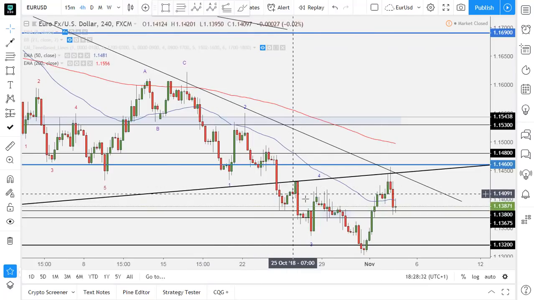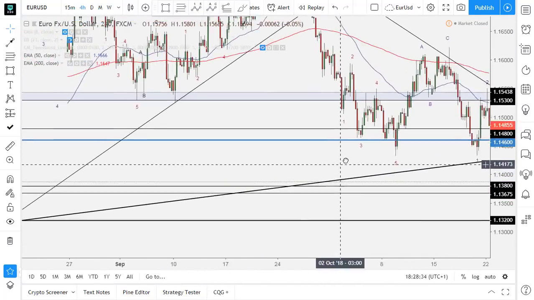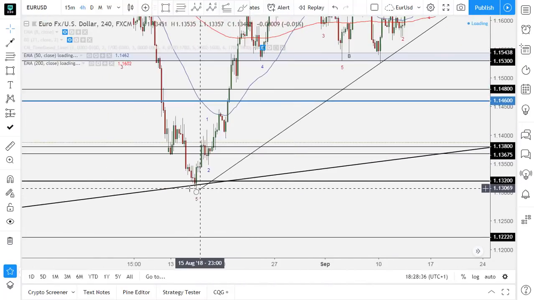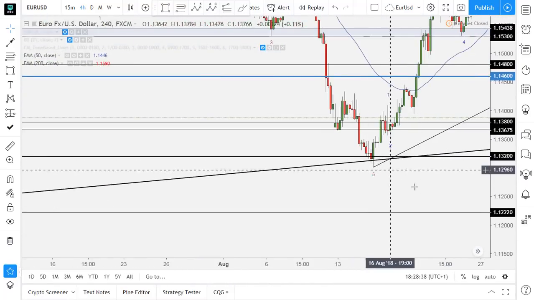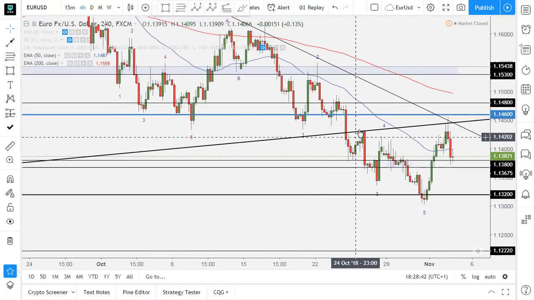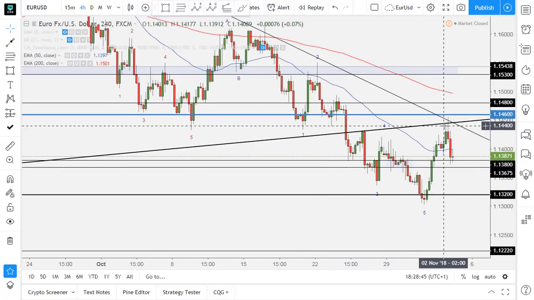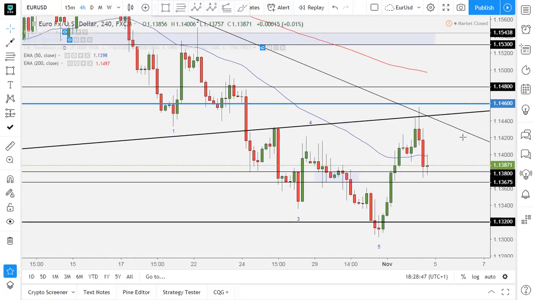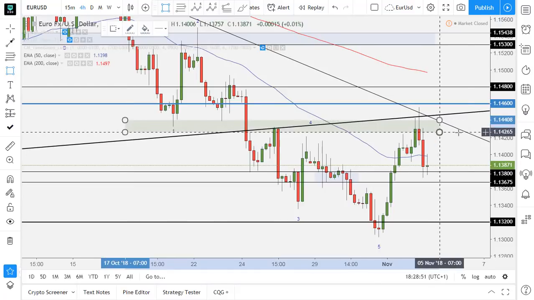Notice how this trend line is respected to the T. If we go back, look, that price could not close below it. And right here, price broke it, retested it, fell down, then it's retesting it again a second time. So we have many confluences on this zone right here.